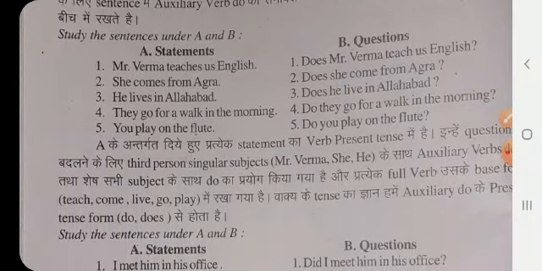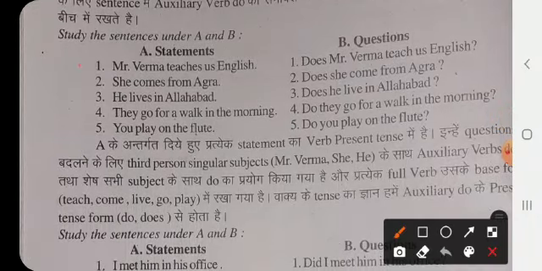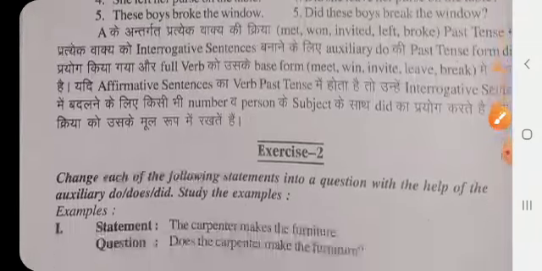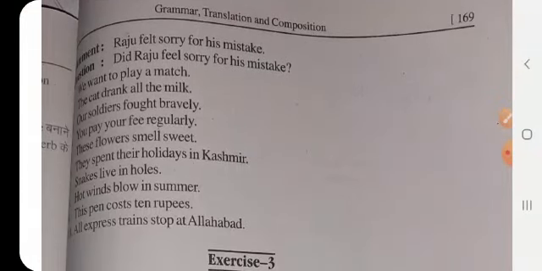Now, Mr. Verma teaches us English. Here you can see the sentence, Mr. Verma teaches us English. So we have added the auxiliary verb do, the correct form of do. Since Mr. Verma is singular and it is in the present tense, does is used to make it an interrogative sentence. Then coming on to exercise number 2, this is also the same thing.